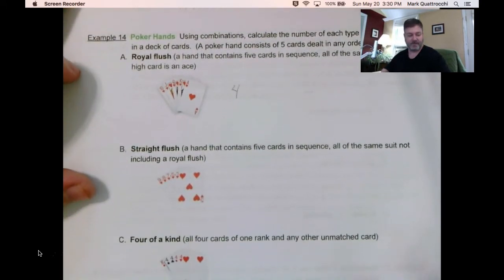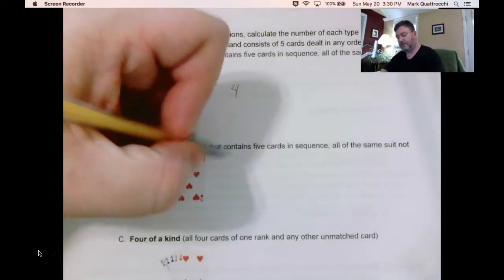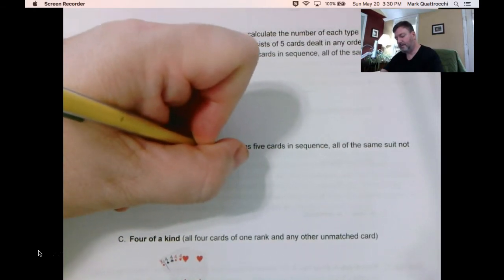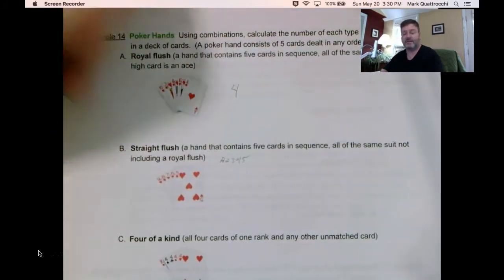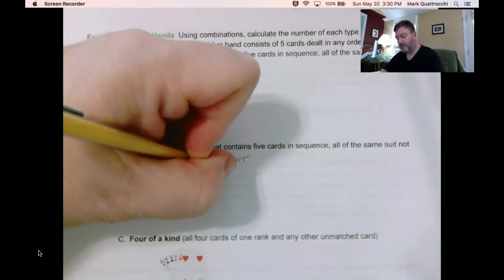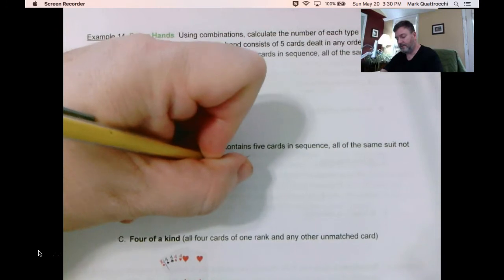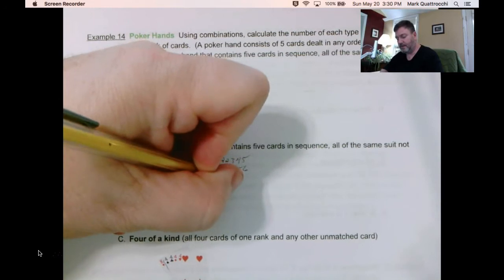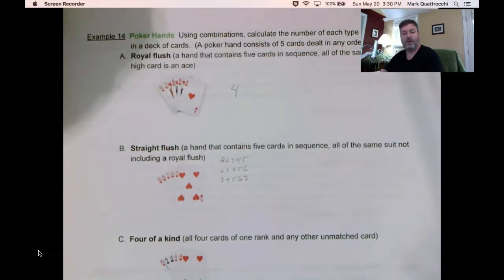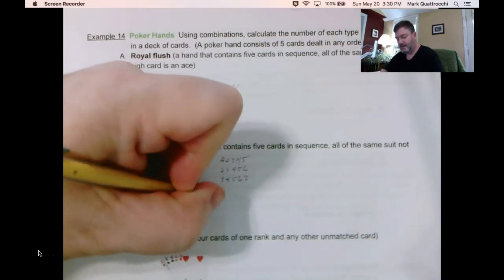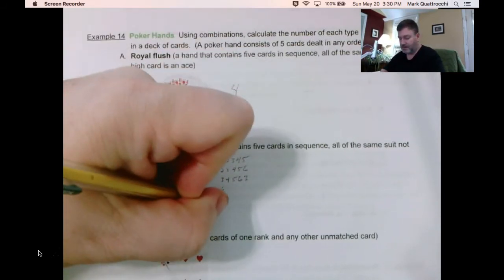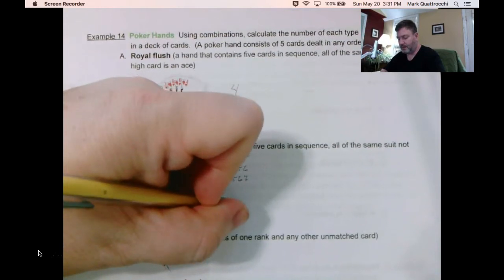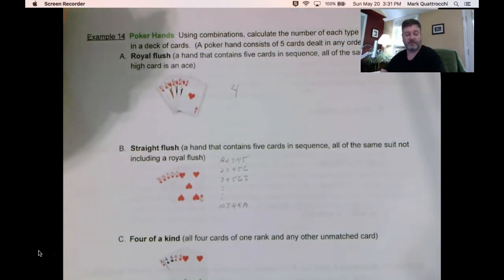Straight flush. How many straight flushes are there? Well, a straight flush is ace, 2, 3, 4, 5, all of the same suit, or 2, 3, 4, 5, 6, all of the same suit, 3, 4, 5, 6, 7, all of the same suit, all the way down to 10, jack, queen, king, ace, all of the same suit.